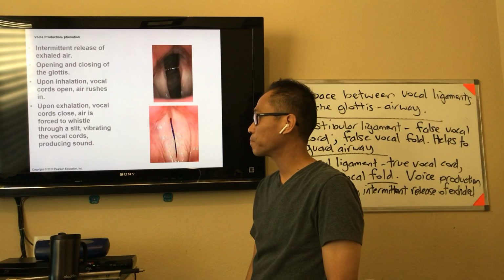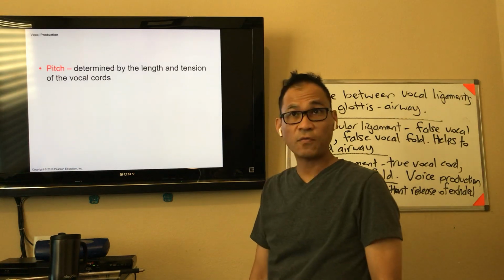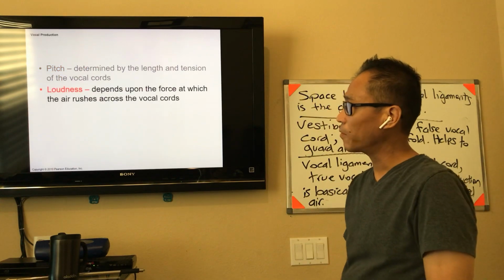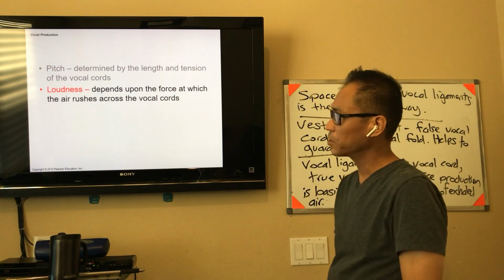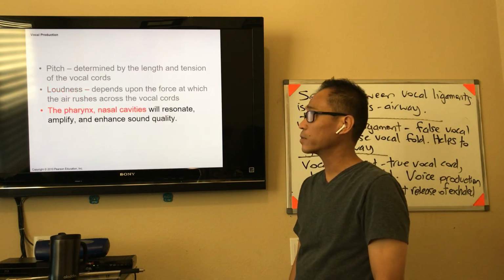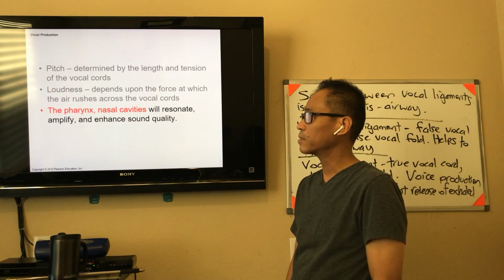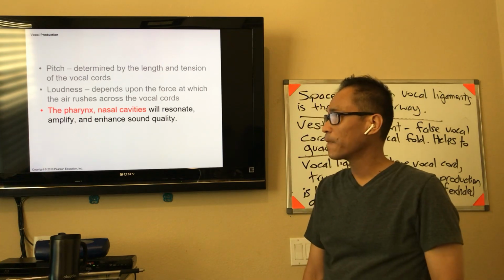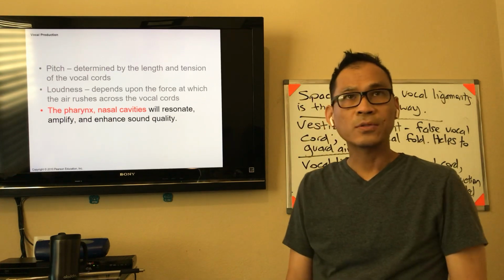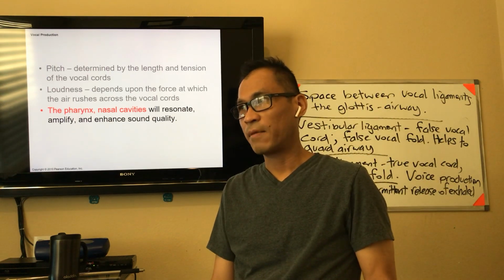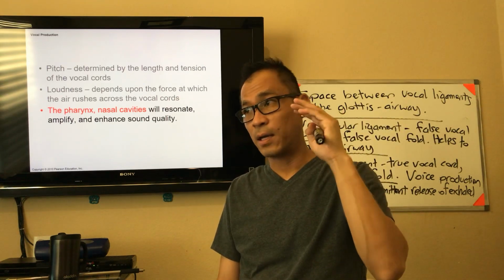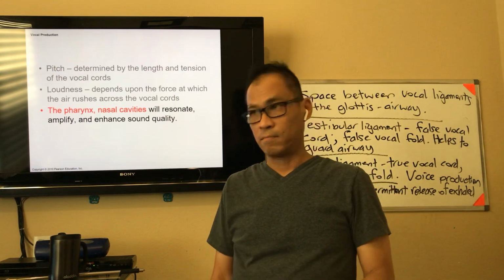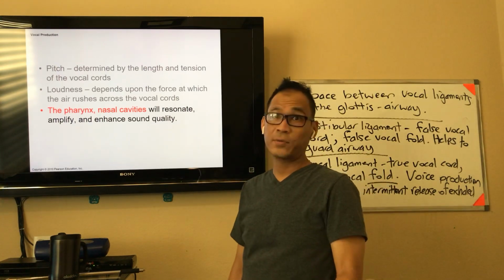And so the pitch of your voice, high or low, is determined by the length and tension of the vocal cords. The loudness depends on the force at which the air rushes across the vocal cords. And the pharynx, nasal cavities, lips and other oral cavities help resonate, amplify, and enhance the sound quality. That's kind of why if you have a party balloon and you suck in that helium air, it makes your voice high and whiny, because that density of air vibrates your vocal cords at a higher frequency.